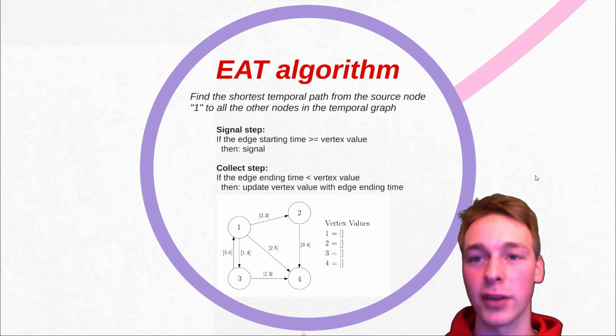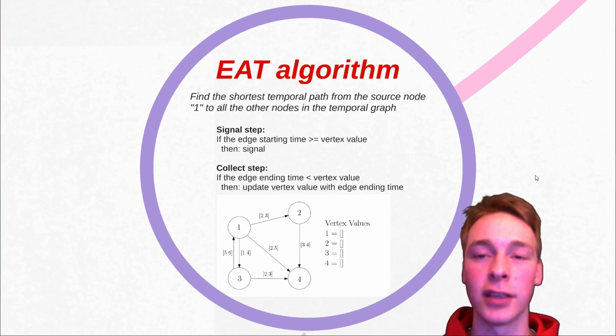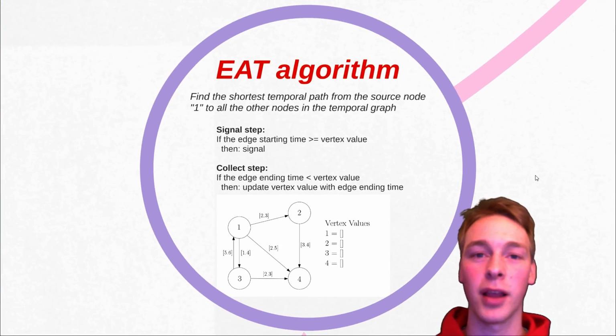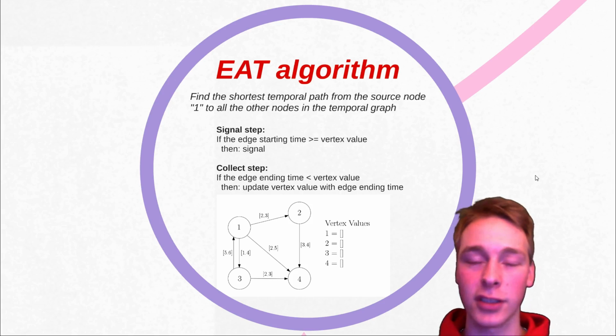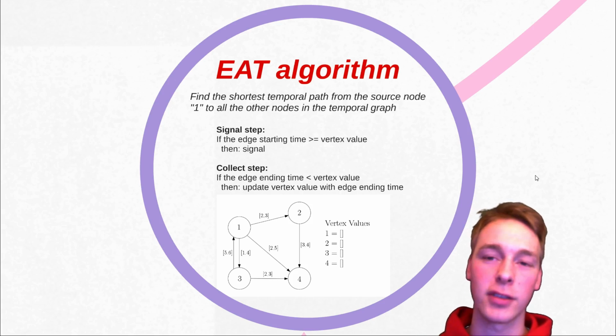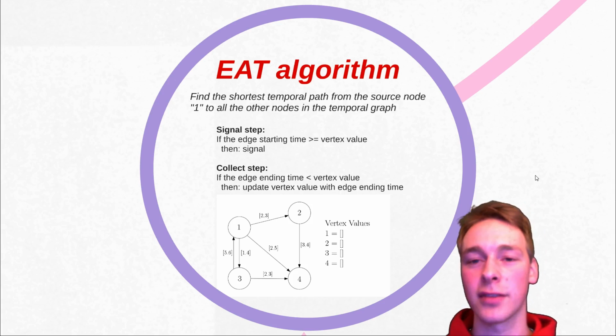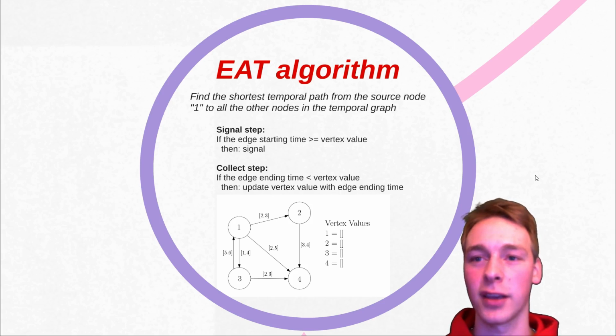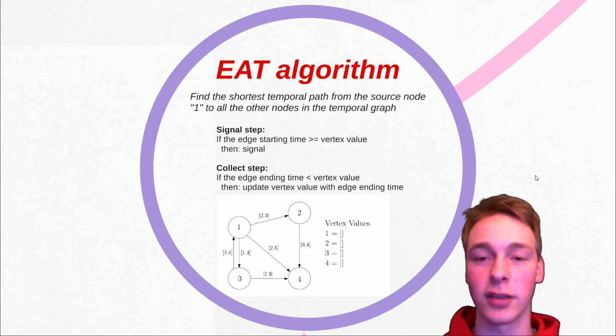So to further illustrate this, I'm going to visualize the earliest arrival time algorithm. The earliest arrival time algorithm is an algorithm to find the earliest arrival times at all the nodes from a specific starting node. So in this task, we want to find the shortest temporal path from a source node 1 to all the other nodes in the graph.